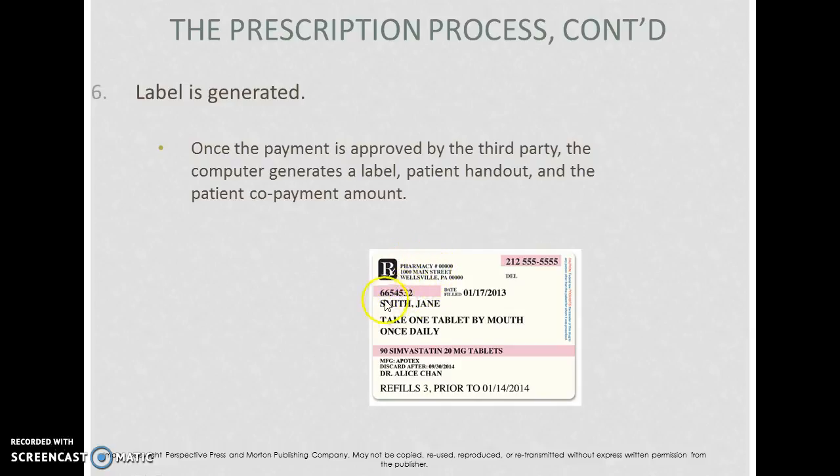You have the DEA number, the date that it was filled, the name of the person, the instruction of the drug, what type of drug, the strength of the drug, the company that manufactures the drug. Here you have the doctor who has given the drug, refills, and the last date of use. Okay, all very, very important. So once the payment is approved by the third party, the computer generates a label, patient handout, and patient payment amount. Okay, so that is number 6, and we will continue with 7, 8, 9, and 10 in a few moments.